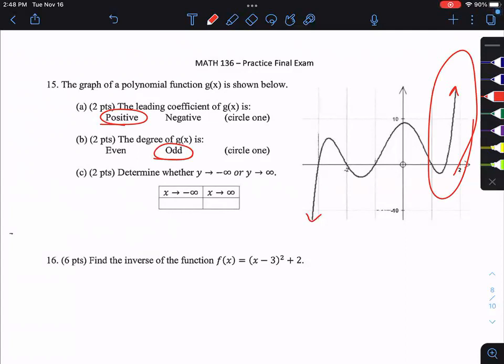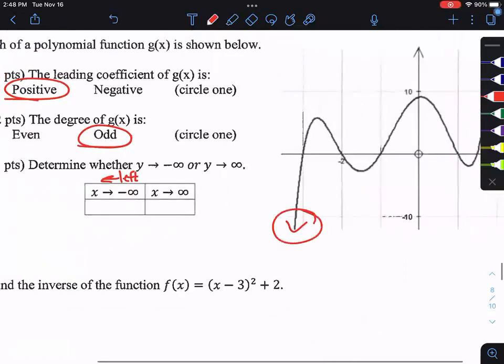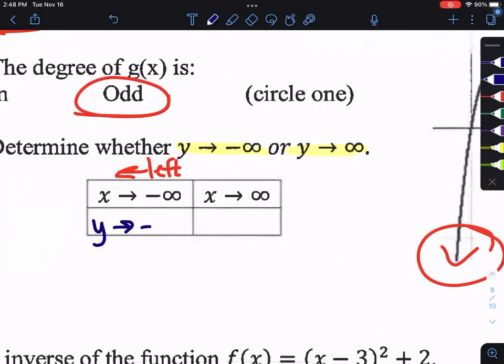For part C, we need to determine our end behavior. So this is asking us, what are the arrows doing on the left and the right-hand side? What is the arrow doing on the left-hand side? As x approaches negative infinity, that's the left. My left arrow is going down. I have to decide which one of these two options represents an arrow going down. Well, y approaches negative infinity would be going down.